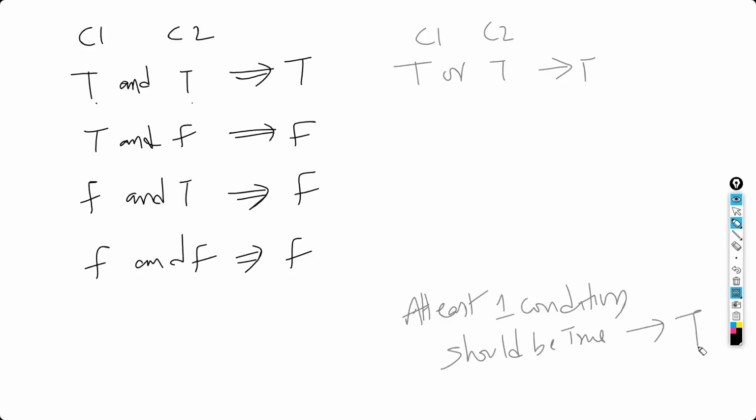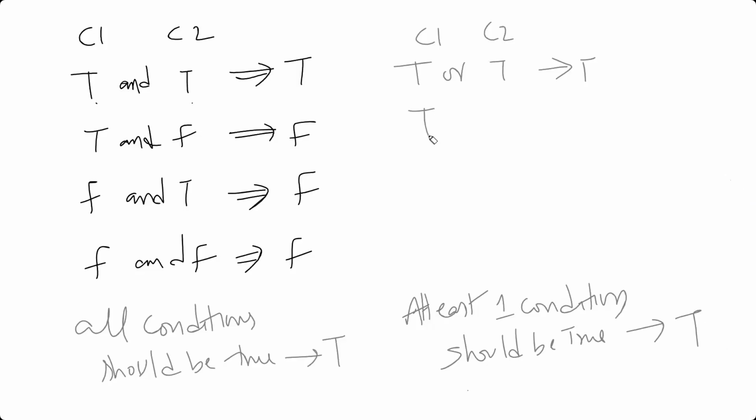But for the AND operator, all conditions should be true. Then only the overall output is true. Only if all conditions are true is the overall output true. In the OR case, at least one condition should be true to get the overall output as true.